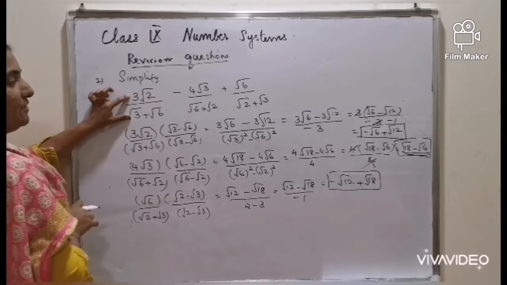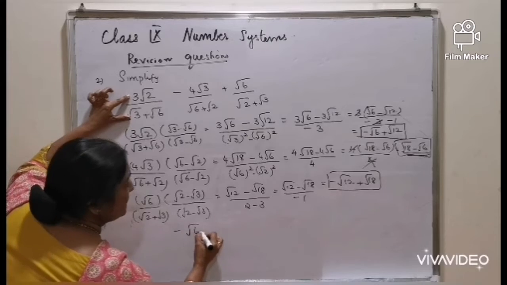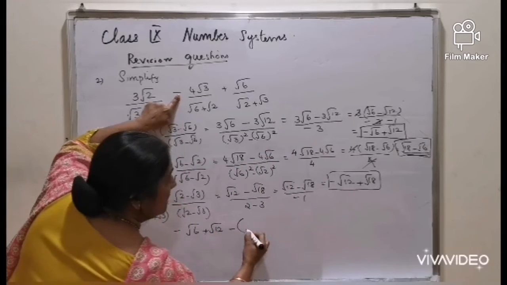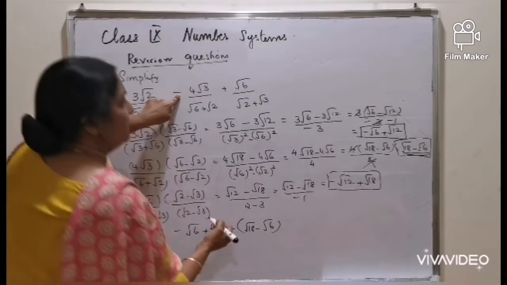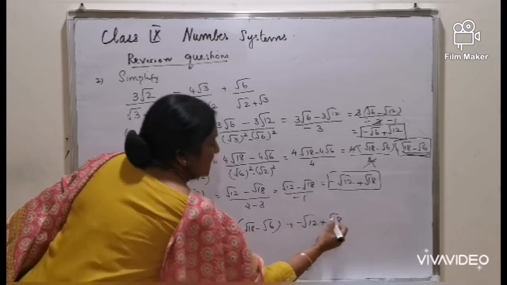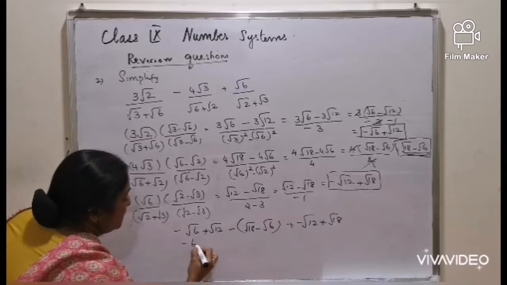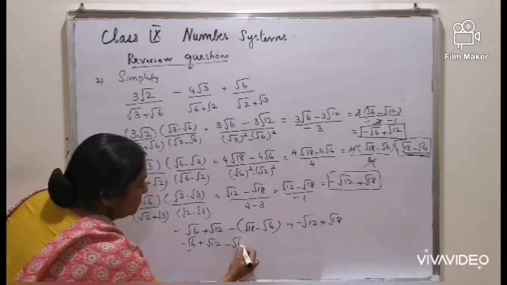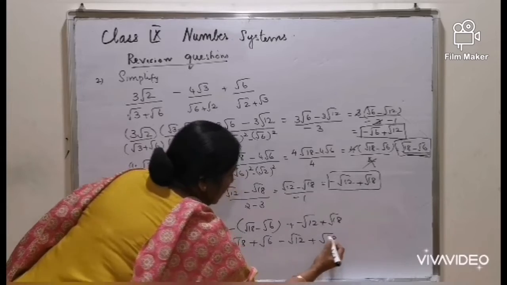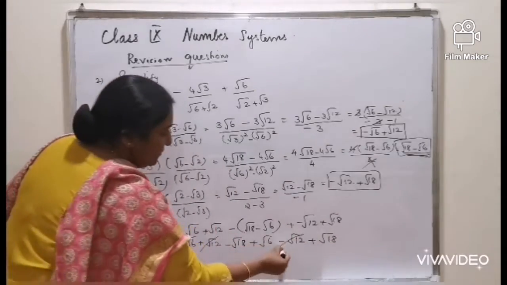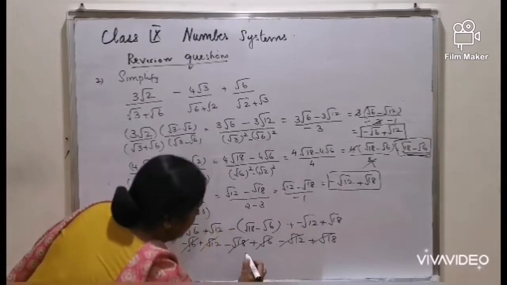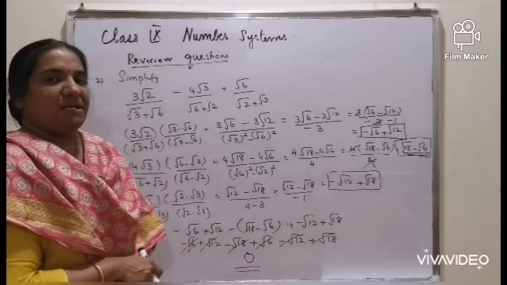The answer for the first term, minus root 6 plus root 12. Minus the answer for the second, root 18 minus root 6. Plus the third, minus root 12 plus root 18. Minus root 6 plus root 12 minus root 18 plus root 6 minus root 12 plus root 18. Positive root 12, negative root 12, minus root 6, positive root 6, minus root 18, positive root 18. The simplified answer is 0.